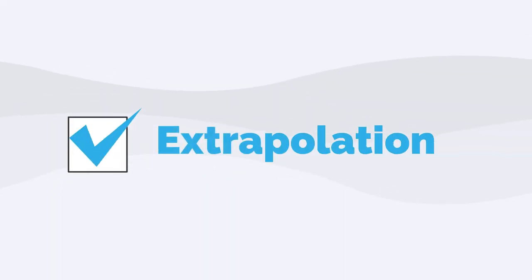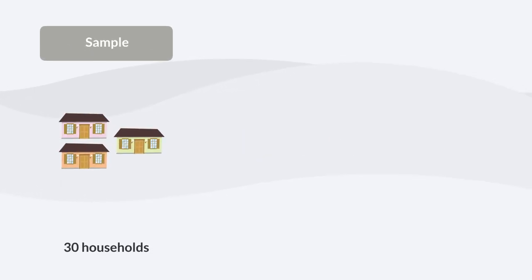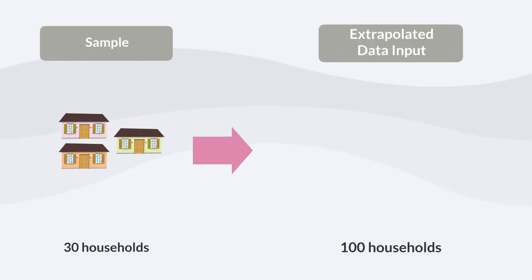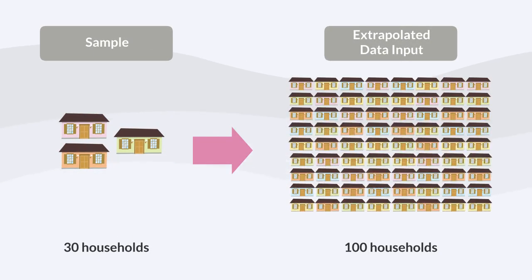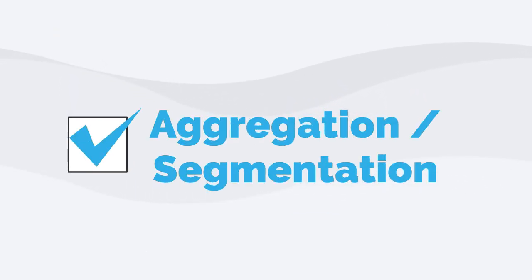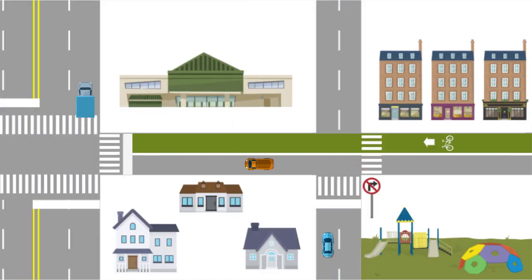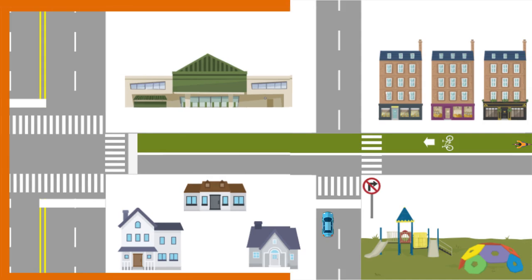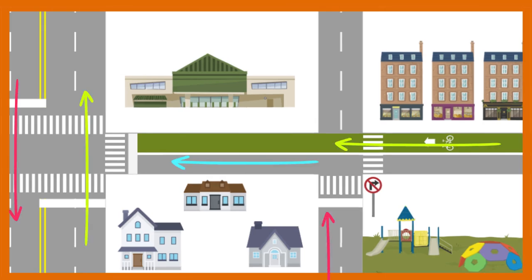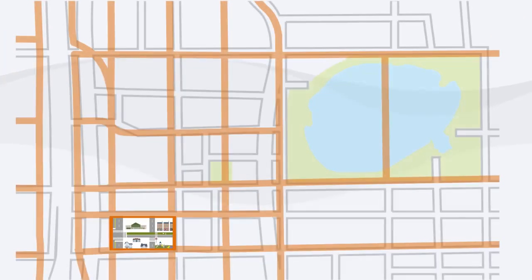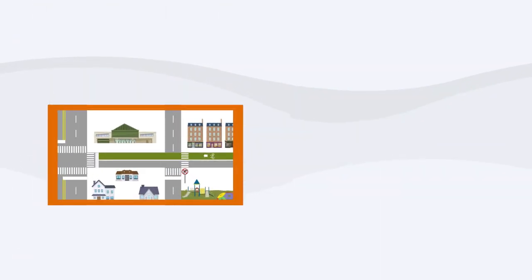Extrapolation. Some data inputs may need to be extrapolated as they are collected from a small sample. For example, modelers may extrapolate a household travel survey's reported data to a larger population. Aggregation and segmentation. Land use information and trip data are usually collected at fine granularity, such as at property parcel level, and often aggregated up to the TAZ level.